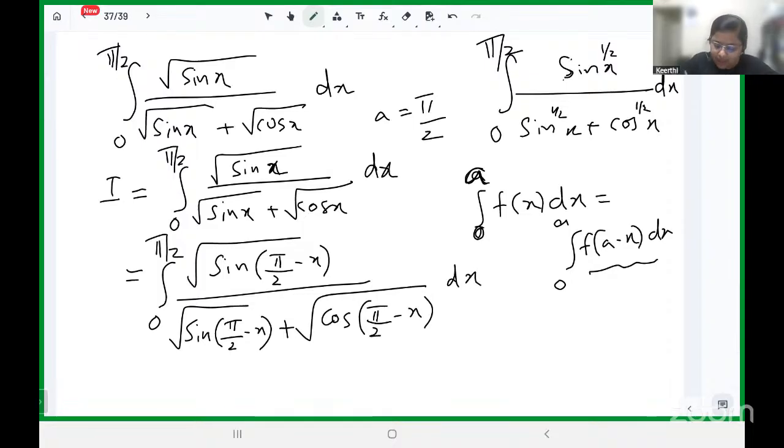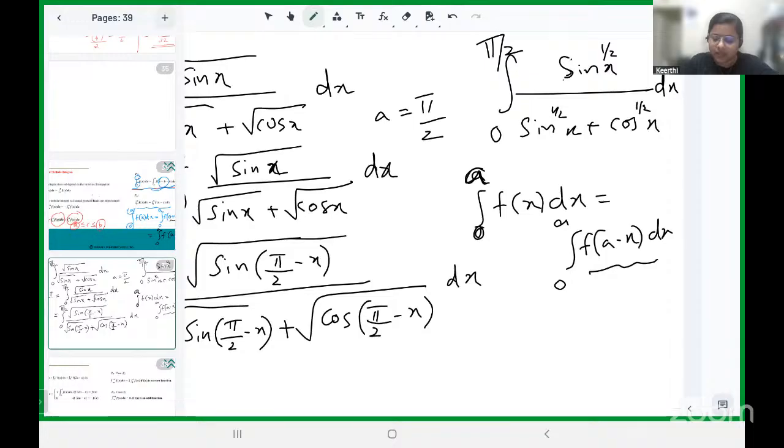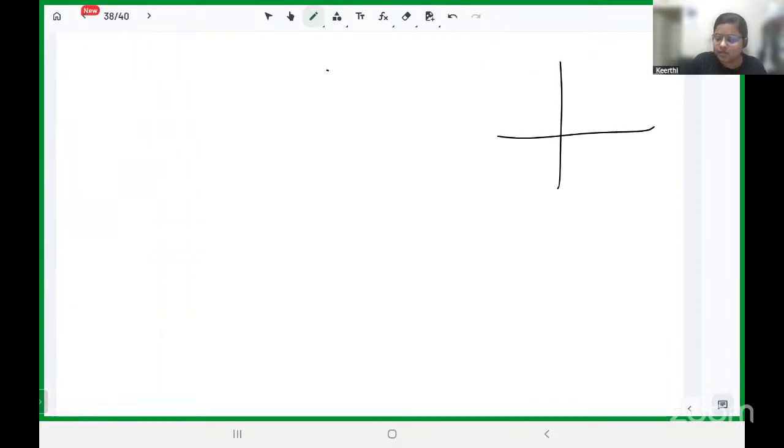Okay, so what is the value of sine of pi by 2 minus x? Sine of pi by 2 minus x means it is in the first quadrant, right?